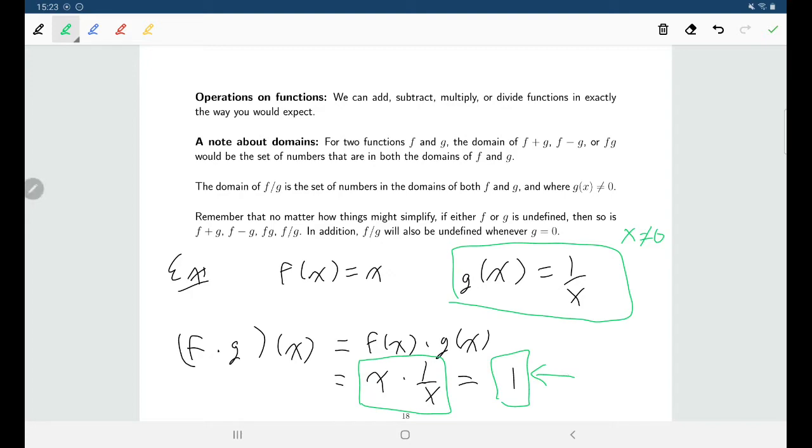So although the final result, f times g, is equal to just 1, you might think it's defined for all real numbers, it also would be undefined for x being 0. Because if g was undefined when x is 0, then anything involving g would be undefined when x is 0. So something for us to keep in mind as we go forward. We're going to have to think about where the original functions were defined. So even if things cancel out, that's not going to fix our problems.